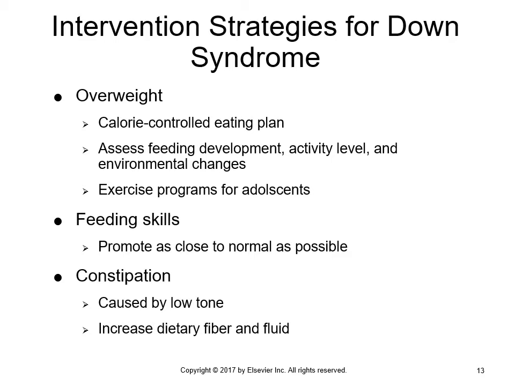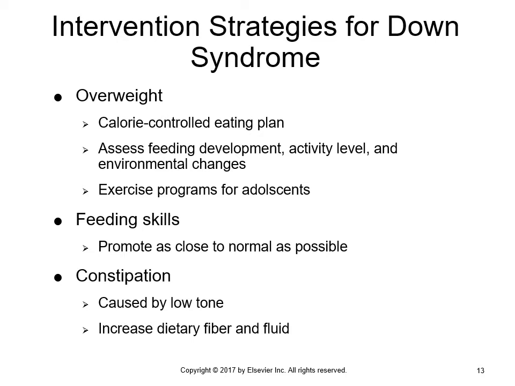Intervention strategies for patients with Down syndrome. Our concern is that these patients are very likely to be overweight. So, a calorie-controlled eating plan, assessing feeding development, activity level, and environmental changes, and exercise programs for adolescents. Again, continuing to use common sense, we don't need them to exercise formally, but they can join sports teams, participate in recreational activities, etc.